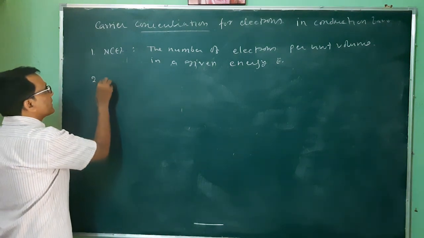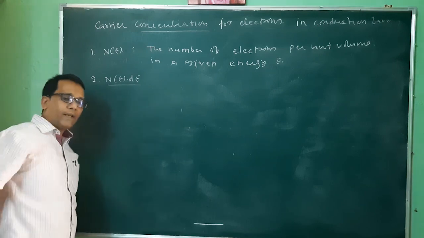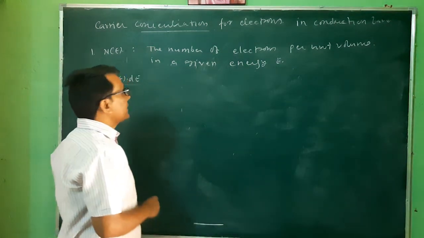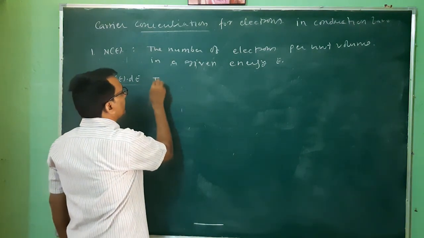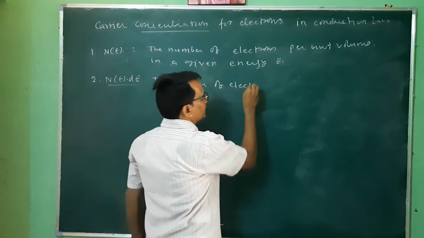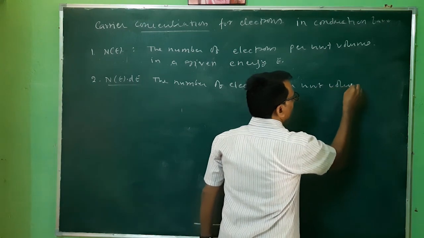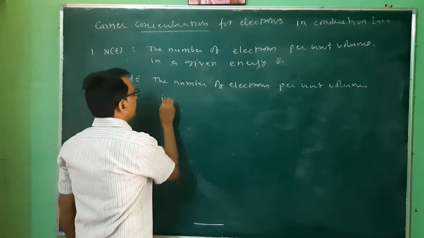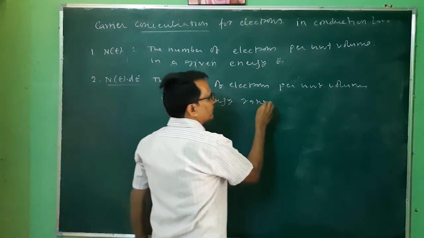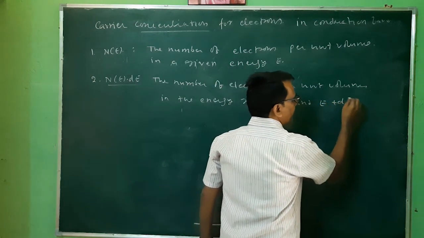This is the total number of electrons per unit volume at this given energy E. Second, N(E) multiplied by dE means we are confining the number of electrons to a very small energy gap, so this will be the number of electrons per unit volume in the energy range E to E plus dE.